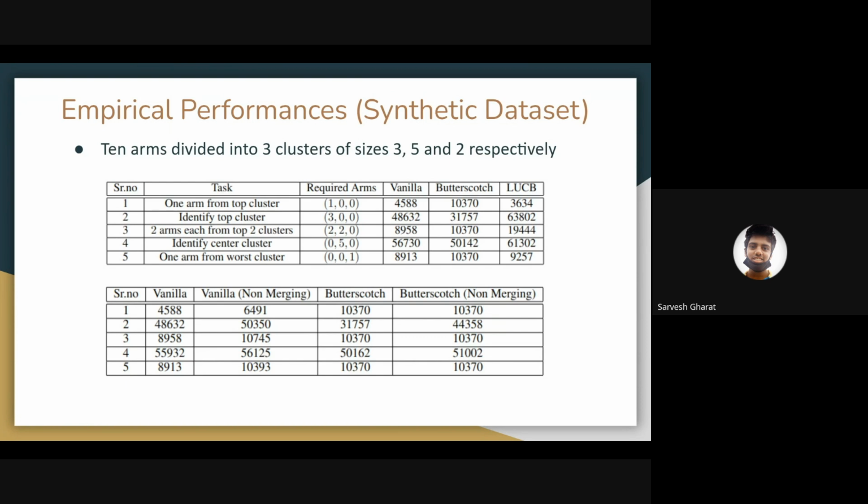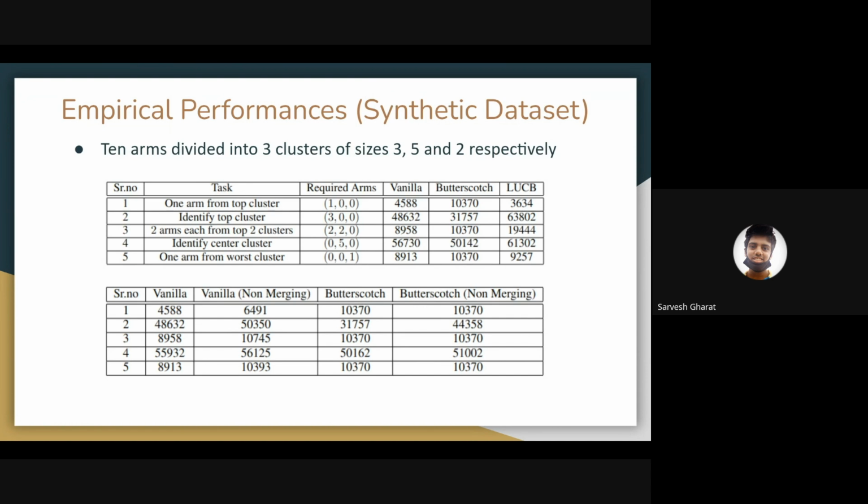On the other hand, in the second example, identifying the complete top cluster, the butterscotch algorithm performs the best, followed by vanilla and LUCB. If you have to draw a summary from here, baselines such as LUCB, or any UCB kind of algorithm, will perform better than these algorithms in cases where you need to identify a lesser number of arms or the instance is very easy to solve. For example, in the best arm identification case, I would expect LUCB to perform better than vanilla and butterscotch, unless the instance is very, very hard.